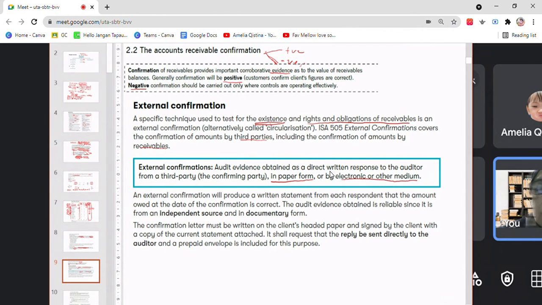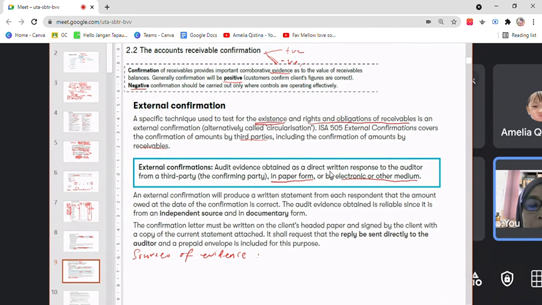Why do you need to know this kind of information? Because some questions might ask you about the sources of evidence, especially on reliability. Can anyone tell me how many sources of evidence you have under audit evidence?